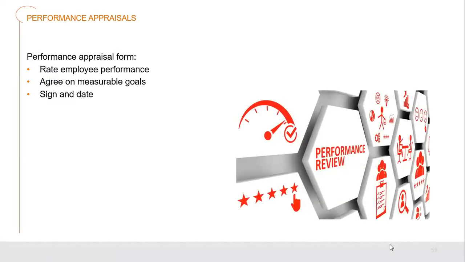When trying to rate an employee's performance, the best way that's generally used is to use a performance appraisal form. So this is where we rate the employee's performance in different categories to do with their specific job. We always then can agree on measurable goals, and that's key. It should be measurable so that we can understand, is the employee reaching the targets that they're given or not? And then we'll always sign and date them as well so that we can look at those as part of the employee's record.